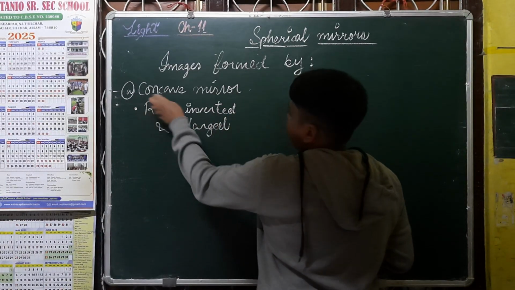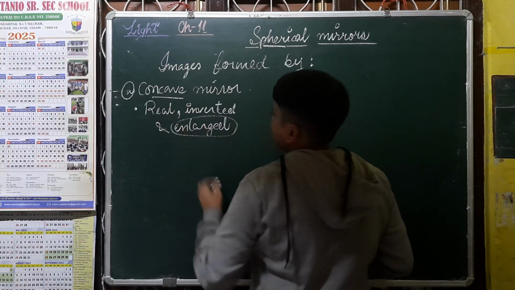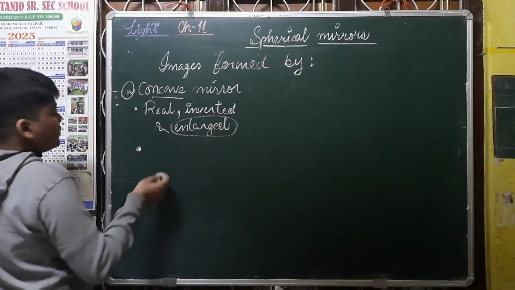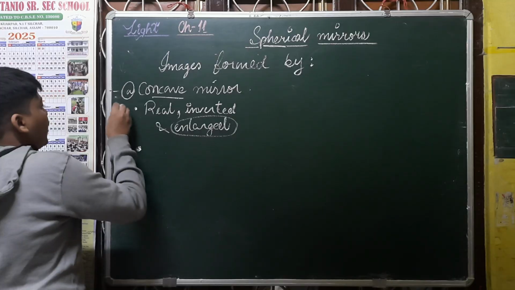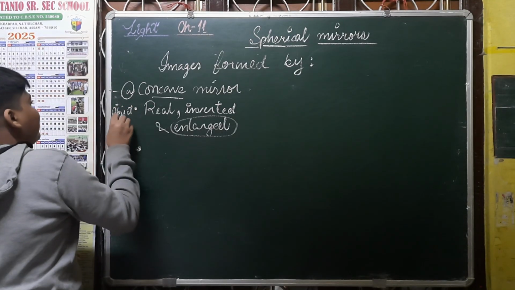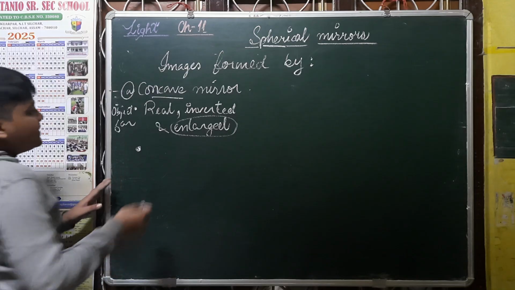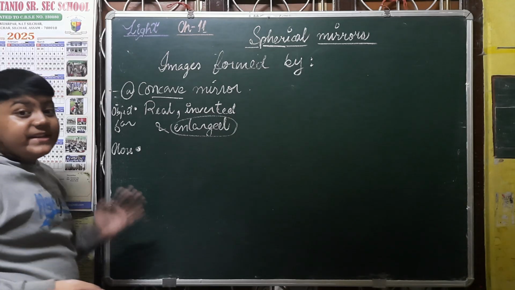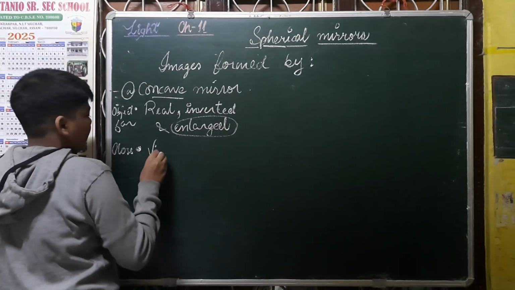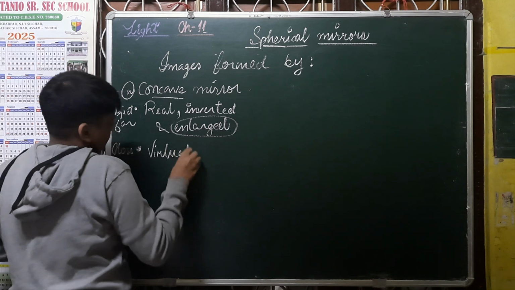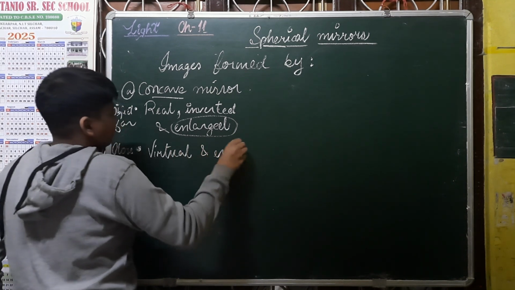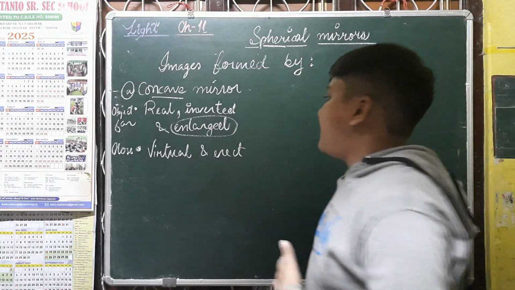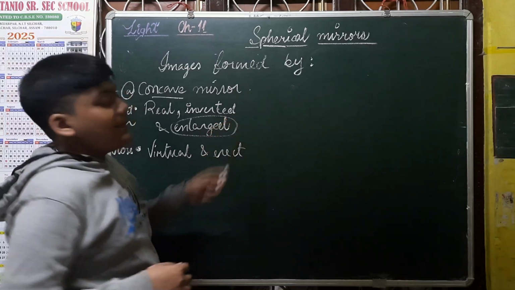A concave mirror always forms an enlarged image, when the object is placed far. But when the object is placed close to the mirror, the image is enlarged but it becomes virtual and erect. What does erect mean? Erect means upright, straight, and inverted means upside down.